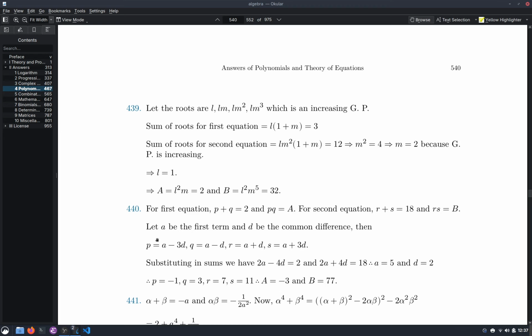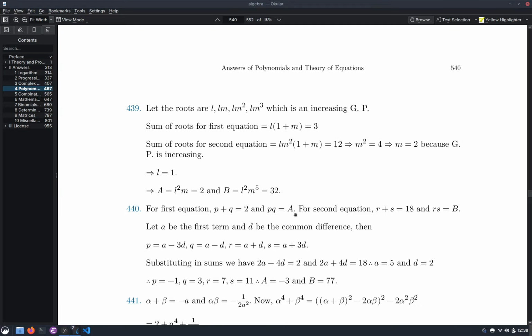So we can assume that P is equal to A minus 3D, Q is equal to A minus D, R is equal to A plus D, and S is equal to A plus 3D. That is how we assume for 4 terms in AP because we want to cancel out D.